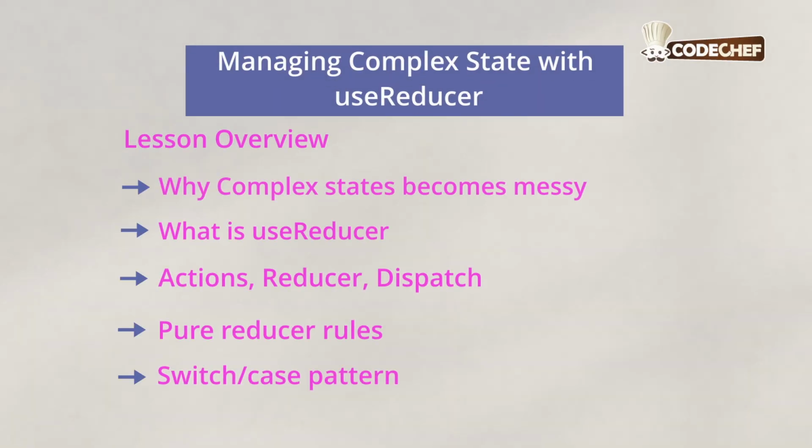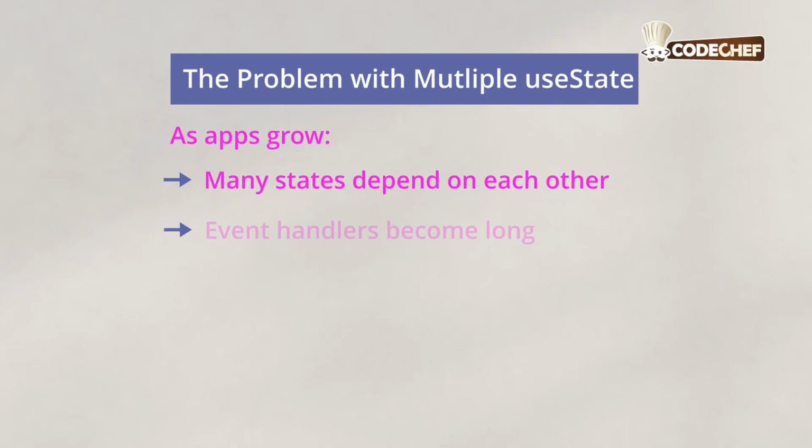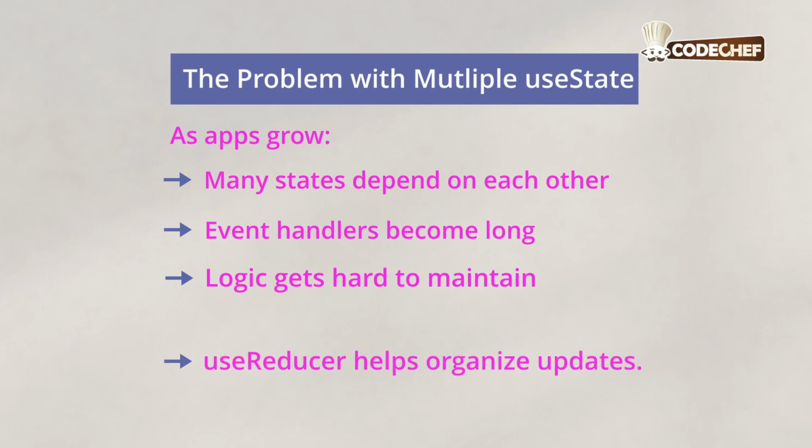So let's begin. Today we'll understand how to manage complex state in React using useReducer. We'll look at why multiple states become messy, how reducers organize logic, and how switch case improves readability. When applications grow, different pieces of state start affecting each other. Event handlers become filled with conditions and updates, and this makes the component harder to read and maintain. useReducer helps centralize that logic.